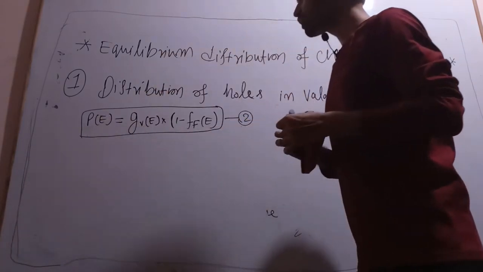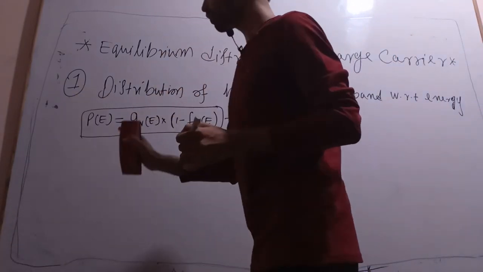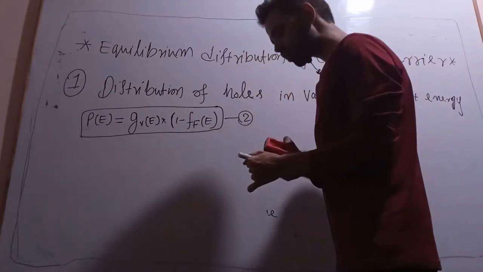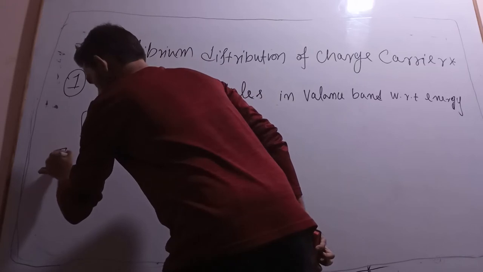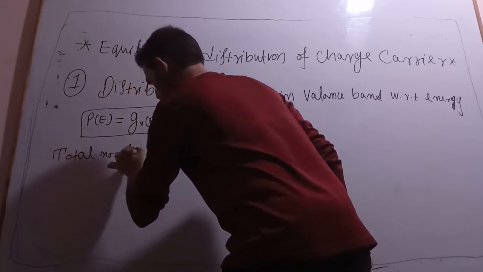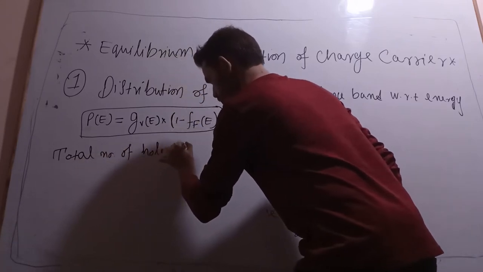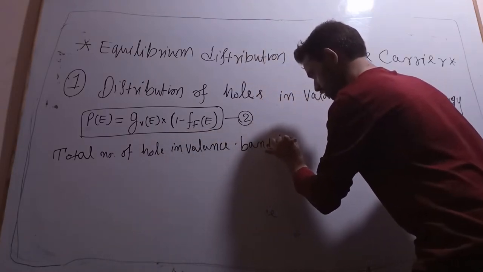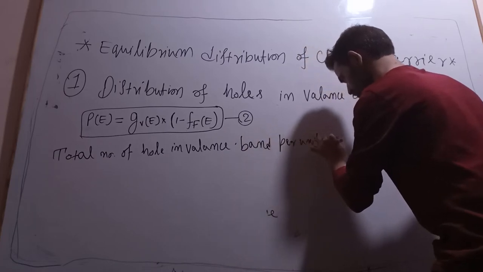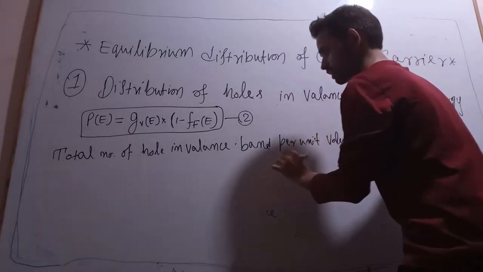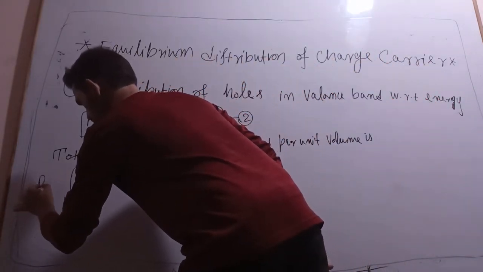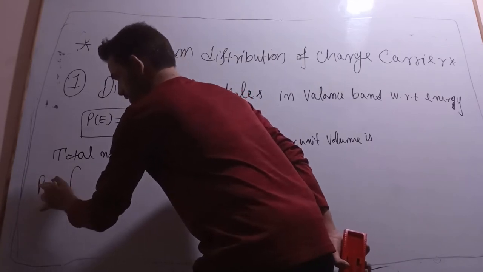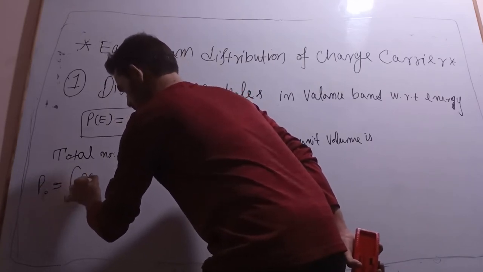Now if we want to calculate the total number of holes in the valence band per unit volume, then what we will do is just integrate this. This will give us the total number of holes, which you can represent as P naught. So this is the integration of P of E dE.